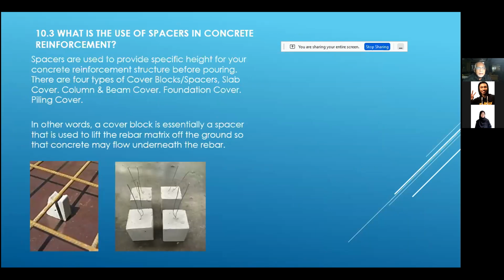And then there's another one. This is called a spacer. What's the spacer in concrete reinforcement? In Malaysia, they call it tahu, like in Chinese, tahu, like tofu. It is placed at the bottom to make sure that there's some spacing between the bottom of the slab and the reinforcement.